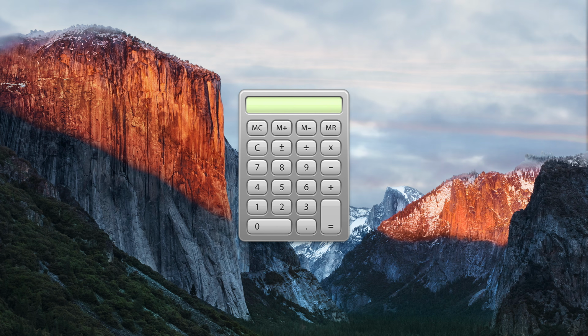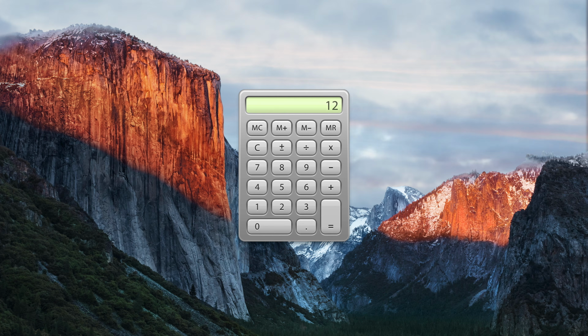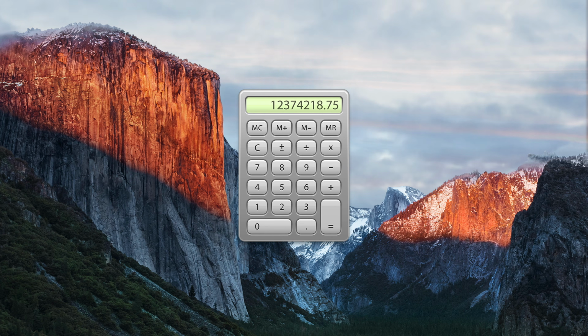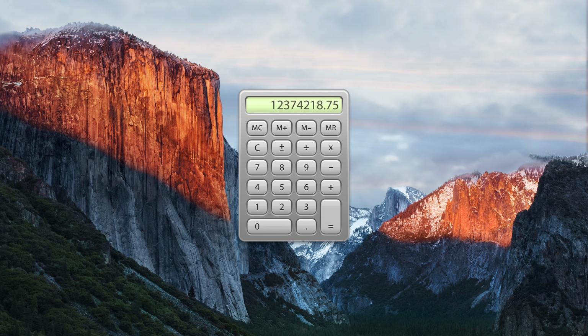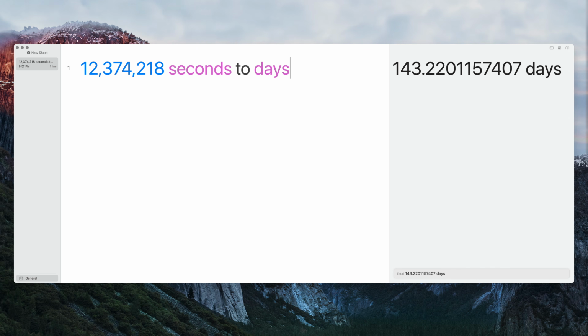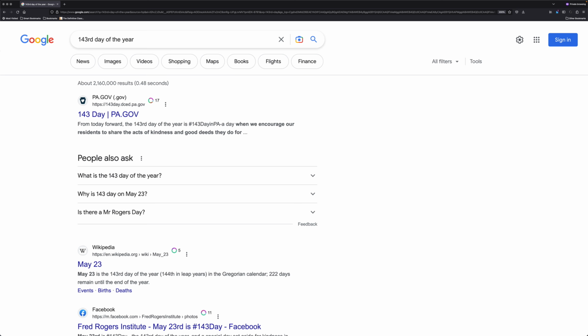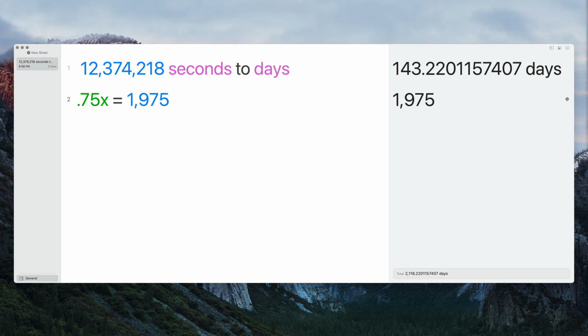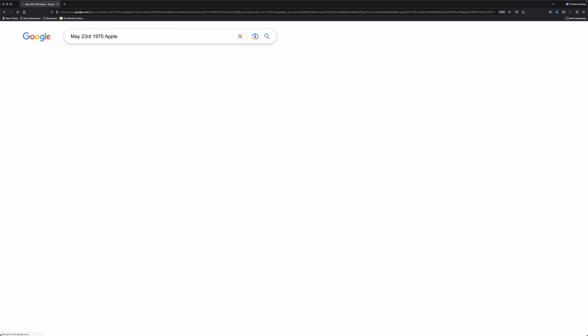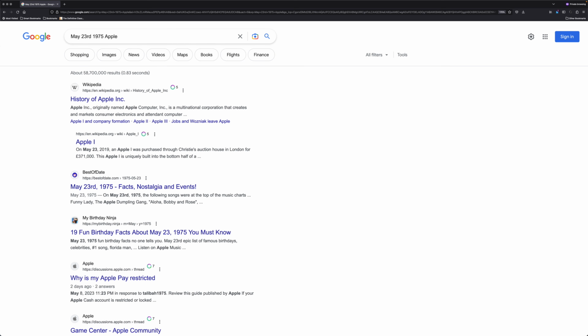Sometimes people think they've solved the mystery, but really haven't. Apple's old calculator app featured the number 1237421.75. The popular explanation is this is a date. 1237421.8 seconds would be May 23rd, and the year is 1975. According to this interpretation, May 23rd, 1975 is the date of the production of the first computer by Apple Inc. before it was an official company.